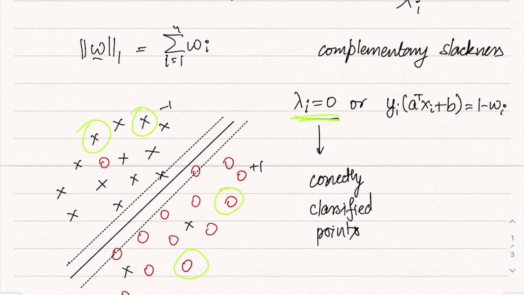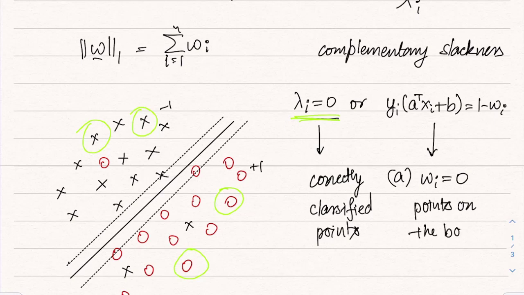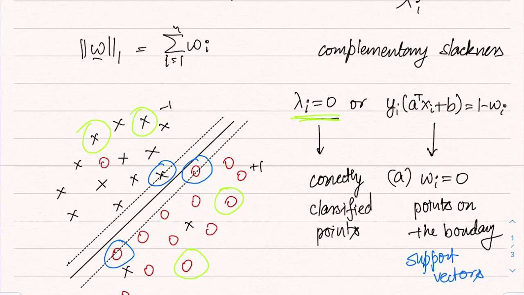And coming to this equation, we can see that there are two possibilities. Either wi is equal to 0. In which case, what is happening? If wi is equal to 0, we have yi times (A transpose xi plus b) equal to 1, which means that these are points on the boundary. In the picture you can see that these are the points which are on the boundary. These are actually called the support vectors, because these are the points which actually support this line.